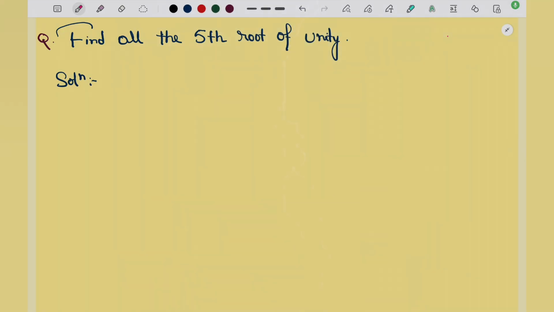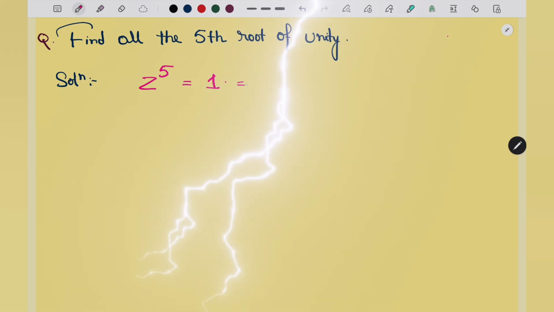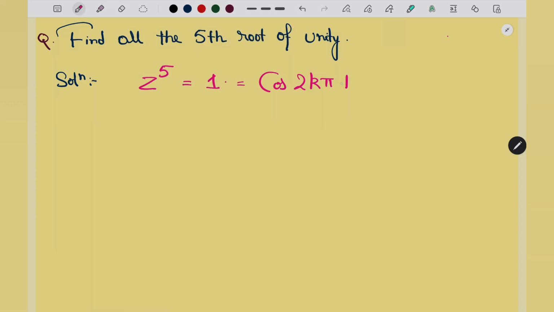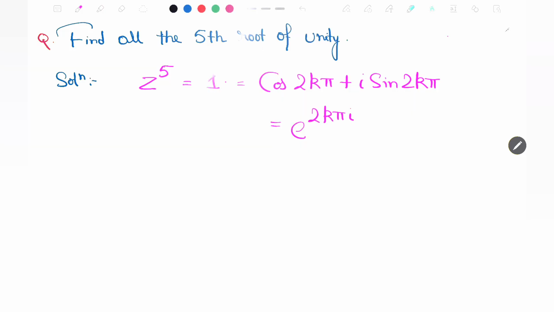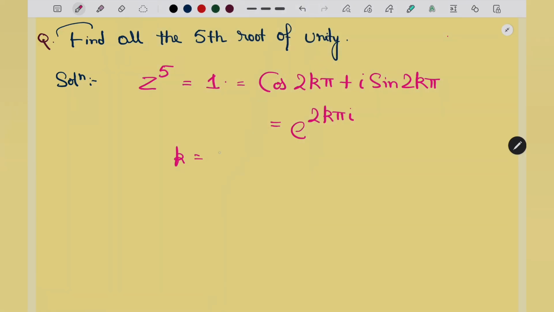The fifth root of unity. So what is the simple way to find it? We say z to the power 5 is equal to 1, and 1 can be written as cos of 2kπ plus i sin of 2kπ, and that can also be written in Euler's form as e to the power 2kπi, where k can be 0, ±1, ±2.